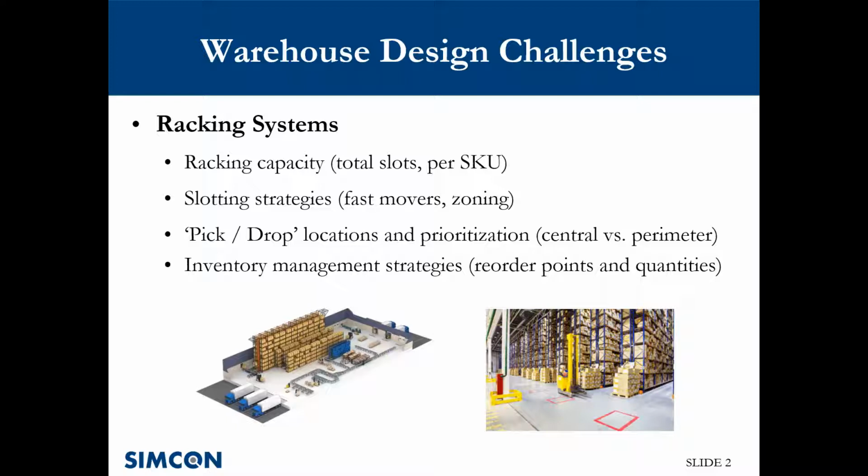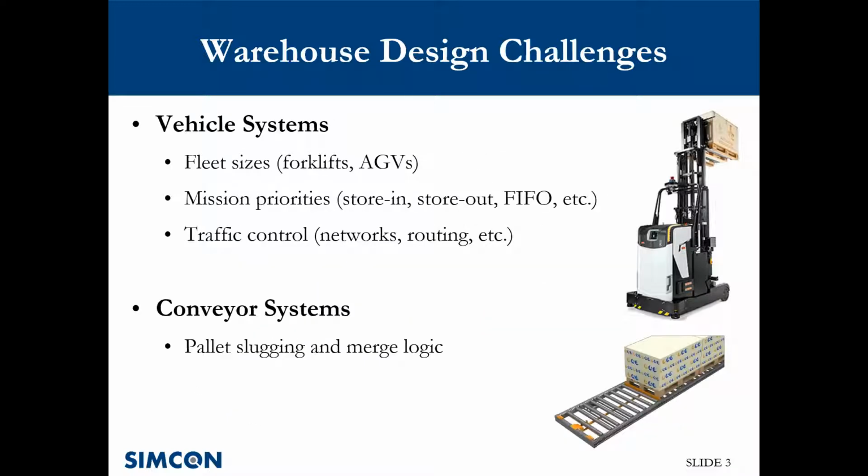Thirdly, if you happen to be a warehouse that intends to employ pick-drop locations, where, as you can see in the picture on the bottom right, you basically stage pallets at the end of each aisle, one of the things you may need to figure out is how many pick-drop locations you actually need, and how you prioritize their allocation. And lastly, you need to determine your inventory management strategy. How often do you need to reorder material for each SKU, and how much do you need to order each time?